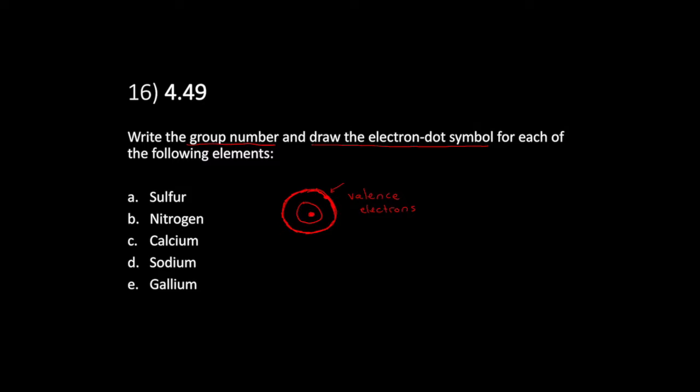Now this inner part, the part that has the inner electrons and also the nucleus, is summarized by the symbol. So this whole thing here is going to be summarized by the chemical symbol, and then just the outer part, the valence electrons, are going to be drawn as dots around it. So I think this will be clear when we see an example.